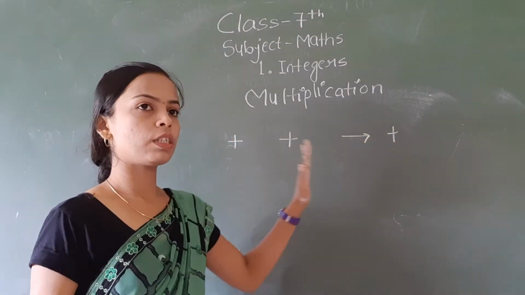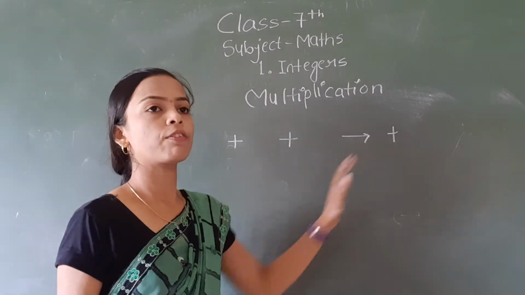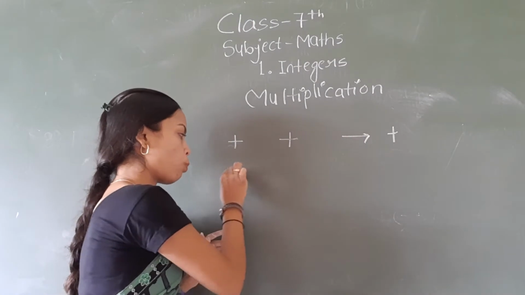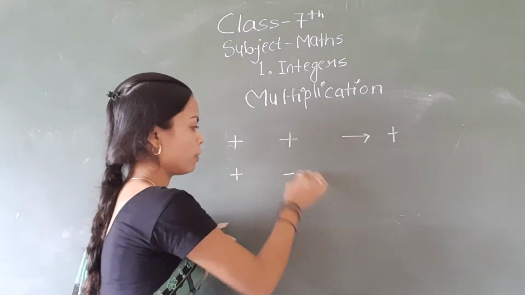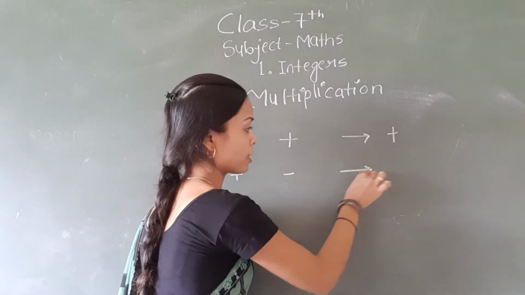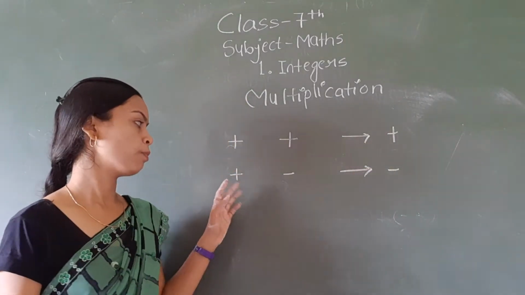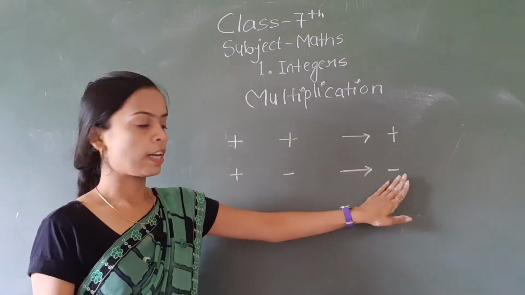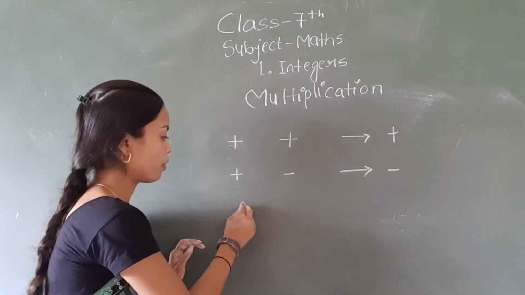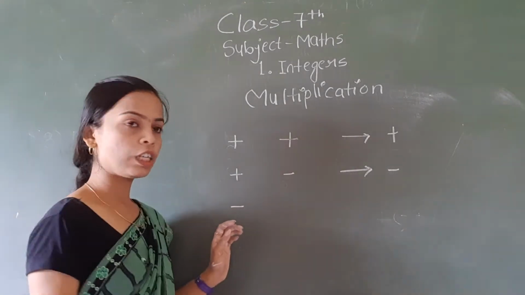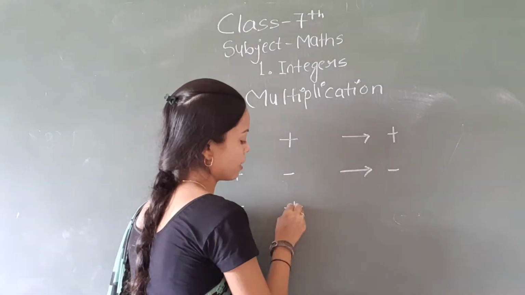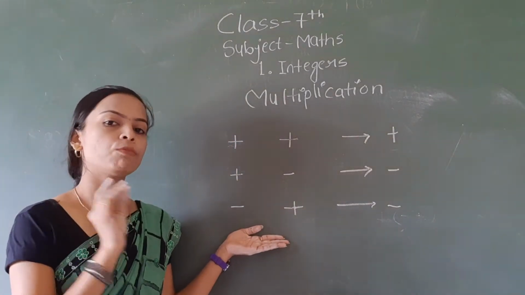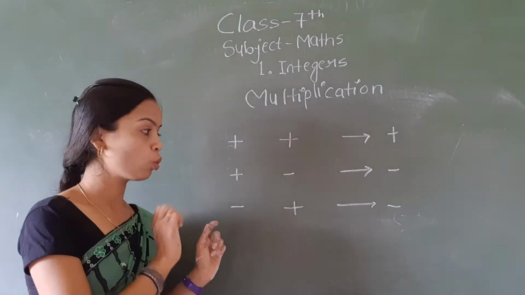If we multiply a positive integer with another positive integer, our answer will always be a positive integer. But if we multiply a positive integer with a negative integer, our answer is a negative integer. If we multiply a negative integer with a positive one, our answer is again negative. I will give you an example. Just listen to this and note it down in your notebook.